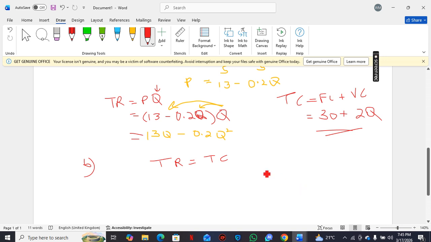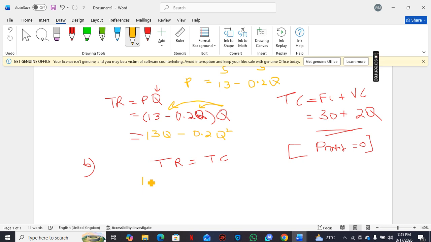Sometimes in these questions they might give you a profit function. If they bring a profit function, break even is when your profit equals 0. Because this type of questions they like to change. So if there is a profit function and they ask you for break even, just equate profit to 0. In this case now we're using total revenue and total cost, so we equate these two.